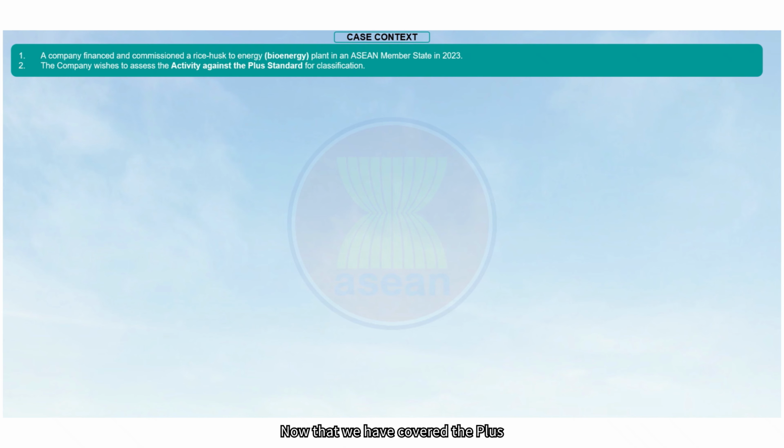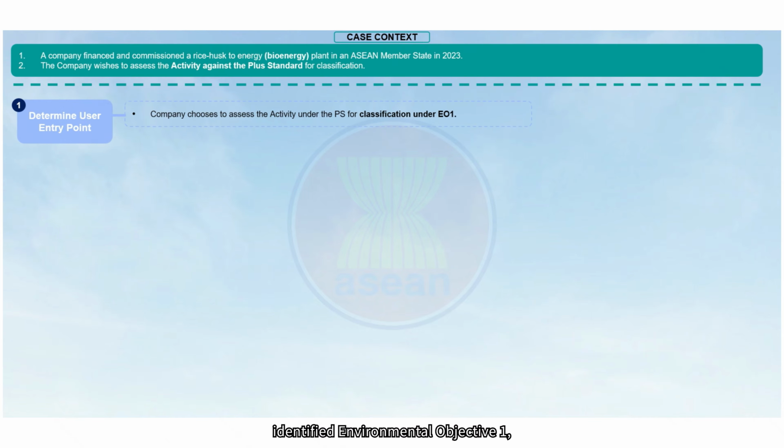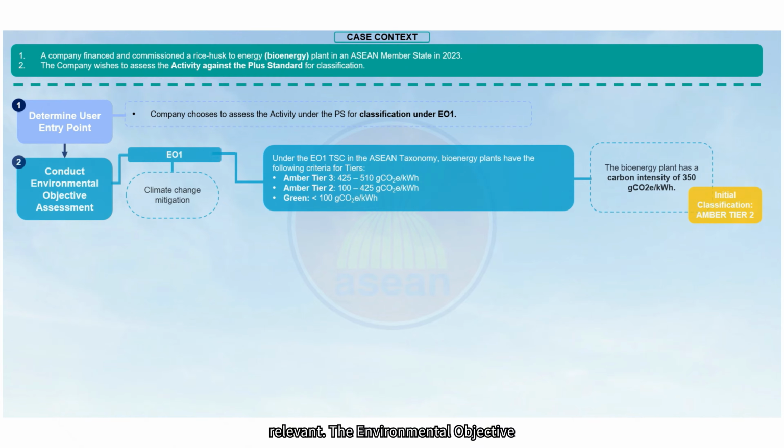Now that we have covered the Plus standard in detail, let's look at how to apply this in a hypothetical scenario. Here we are assessing a company that financed and commissioned a rice husk to energy plant in an ASEAN member state in 2023. The user entry point identified Environmental Objective 1, climate change mitigation, as the most relevant. The environmental objective assessment measures the carbon intensity of the plant at 350 grams CO2e per kilowatt hour, which places the plant in Amber Tier 2.